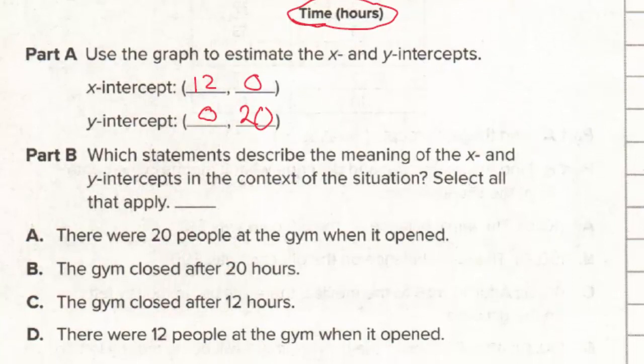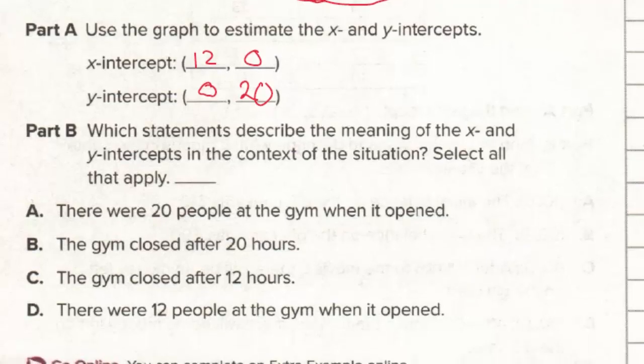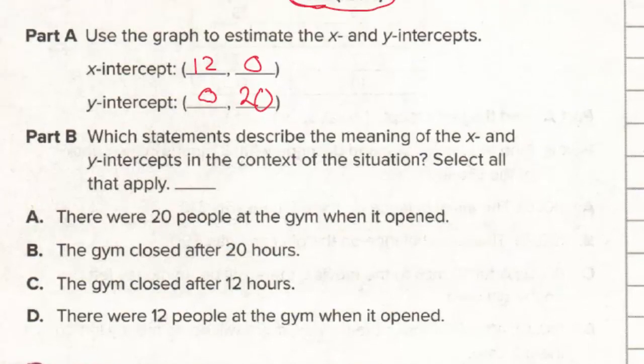Part B, which statement describes the meaning of the x and y intercepts in the context of the situation? Select all that apply. Well, I think I may have answered part of that. Okay, so there are 20 people at the gym when it opened. That looks correct. In fact, that's what I just said, so you can put A. It does say select all that apply, so there's probably another one.